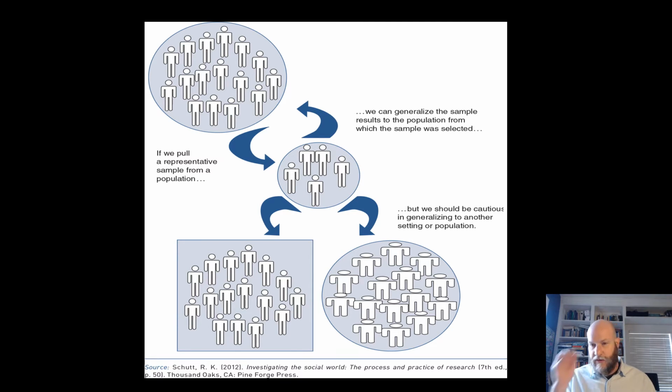This is just a little diagram to help understand this concept. If you look at the sample being pulled from a population, we hope that it's generalizable, right? But sometimes we have to be cautious because we end up with a sample that doesn't represent, and we should especially be cautious if we are going to then generalize to a different population, right? A different type of individual, on some major variable.